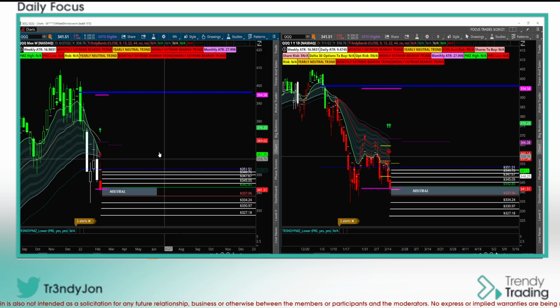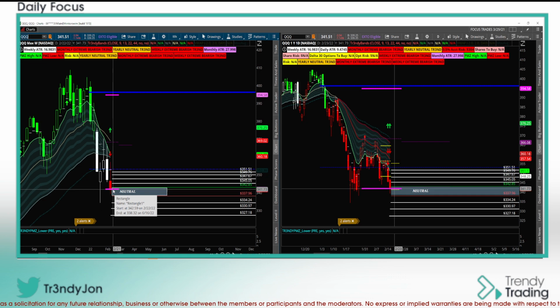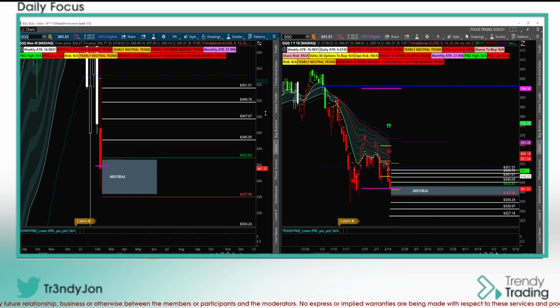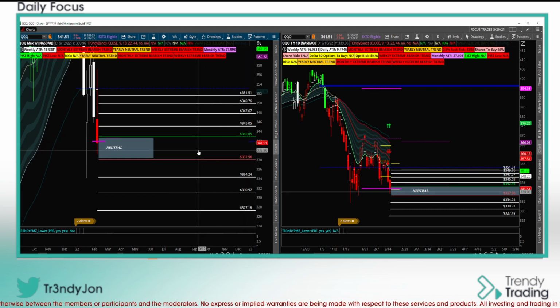All right, so again, on the QQQ, you will notice that we did come into the lower trendy level on Friday. This is the neutral. Same thing here. I want you to take note, 342.85 by 337.96 is neutral. Anything in here, leave it alone. I will tell you real quick that I can trade off the levels that are inside the neutral.